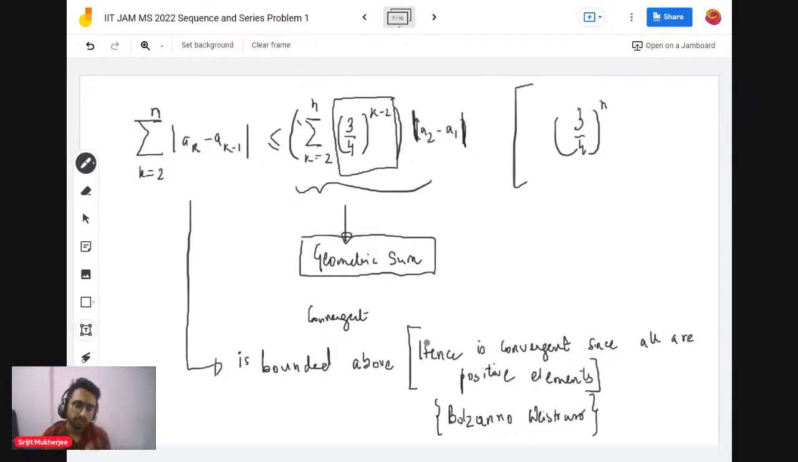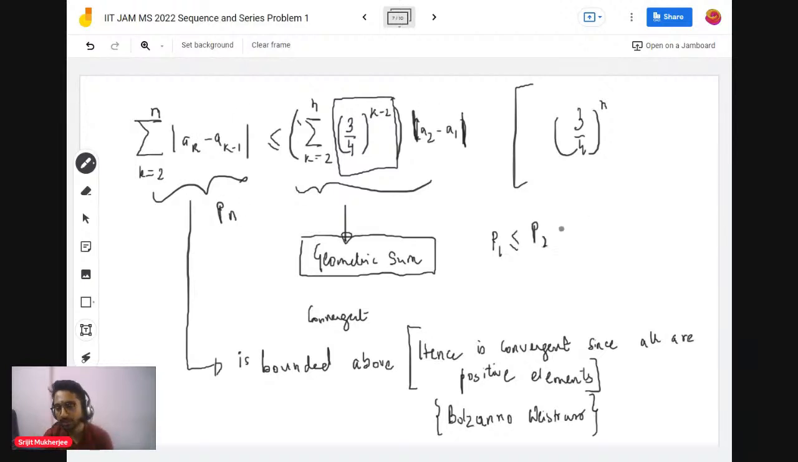So by the Bolzano-Weierstrass theorem, since the sum of the series is bounded above, each of the partial sums is bounded above. By Bolzano-Weierstrass, each partial sum is an increasing sequence. Let's call it Pn, so we are adding one extra term to it.